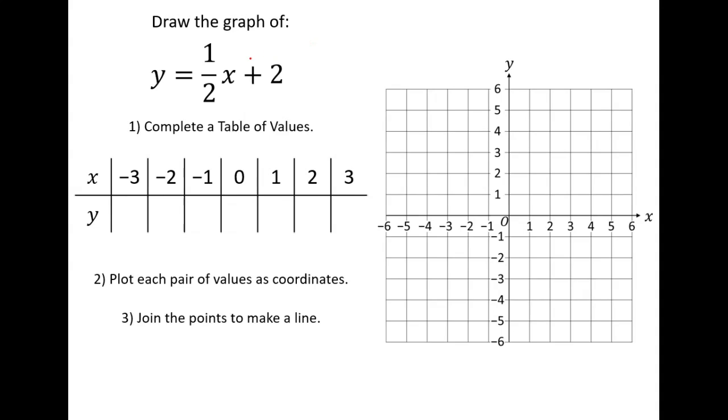So same thing we've done here. The x, so whatever you pick, it's going to be multiplied by 1/2 and then add 2. But let's write it down. So we have 1/2 x plus 2. So let's do it for -3. Okay, 1/2 times -3 is going to give me -3/2 plus 2. So if you're not able to do this in your head, which I'm not, you'd have to find your common denominator, but you could use your calculator.